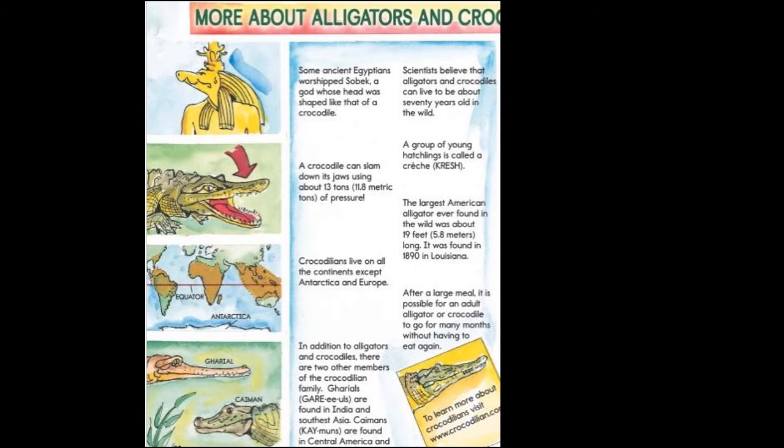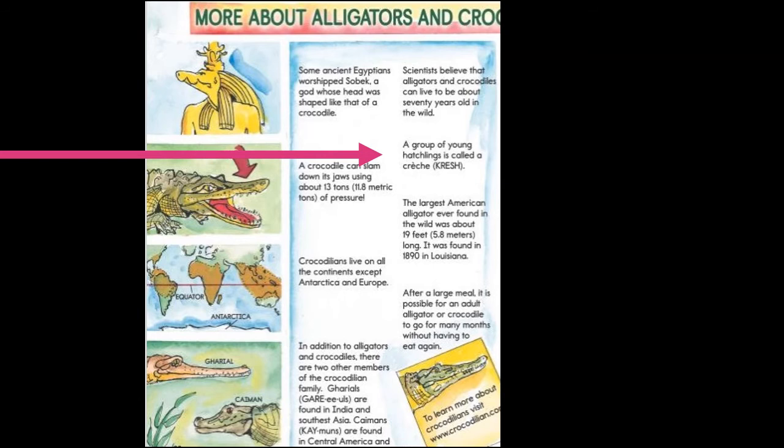We're in the book on alligators and crocodiles. And if you look here, it says, a group of young hatchlings is called a creche. A group of young hatchlings. Okay, well, there is the word young. That might help us, but a hatchling? Oh, I'm not sure. I'm looking around the page.